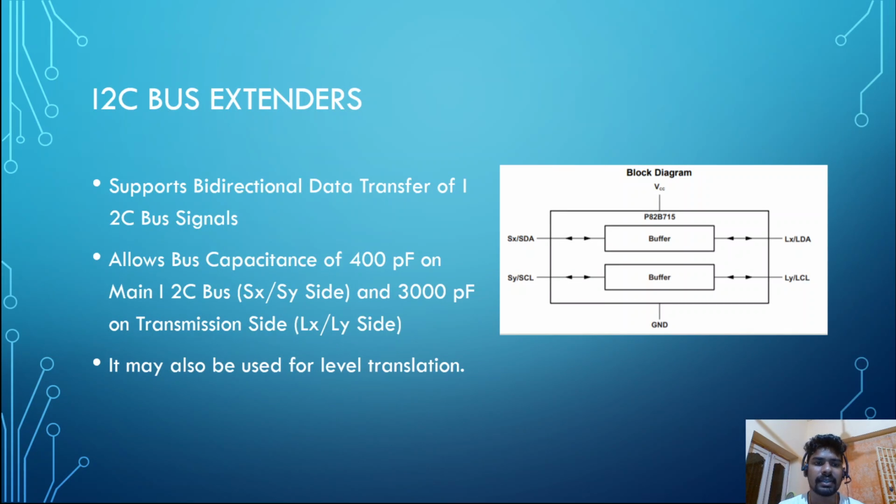I2C bus extenders. I2C bus extenders are mainly used to extend the I2C bus capacity. Suppose the bus capacitance is increased and you want to connect more devices, we can put extenders in the middle so that these extenders can drive the bus. It can also be used for level translation. That means one side can be 1.8 volts and the other side can be 3.3 volts.